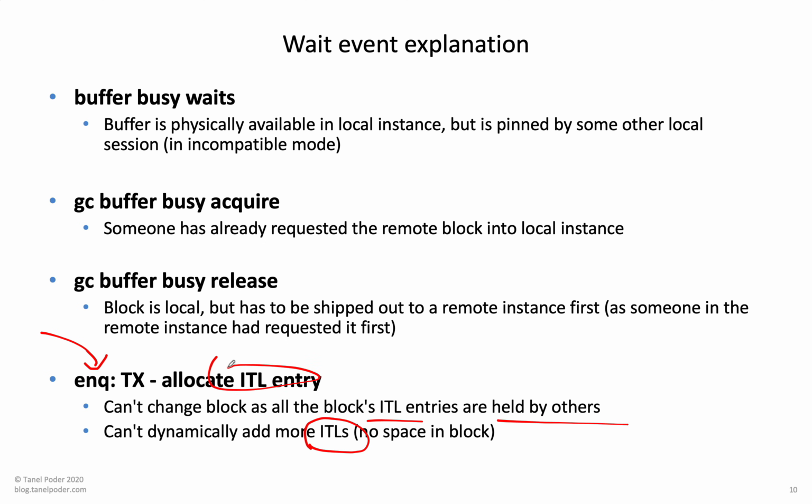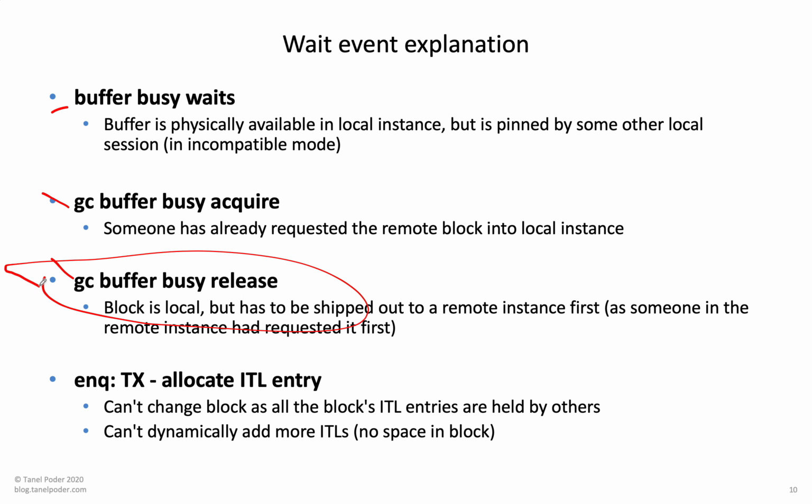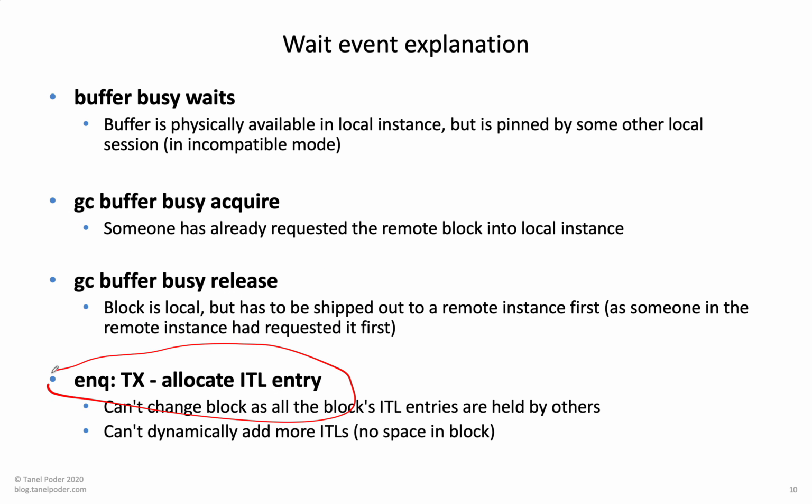You're not really waiting for a row level lock, because you want to access a different row, possibly, but you cannot even start a transaction anywhere in this block because all the ITL entries are busy. So the buffer busy waits are sort of like a lower level contention. But once you manage to take the buffer for your use, then this is like a higher level contention if you run out of ITL entries in this block because of all this concurrency.